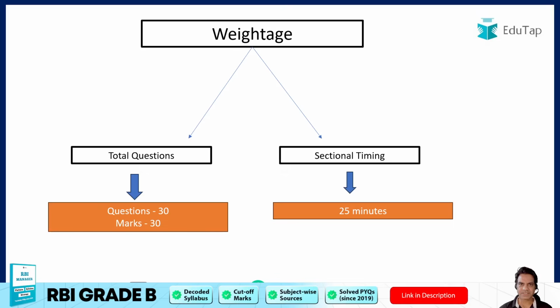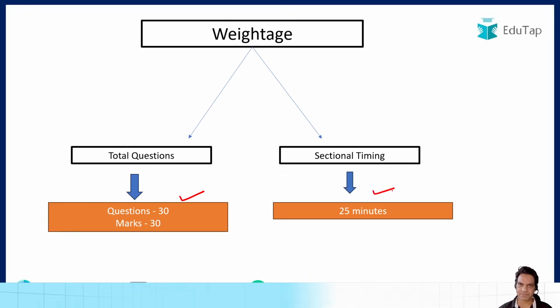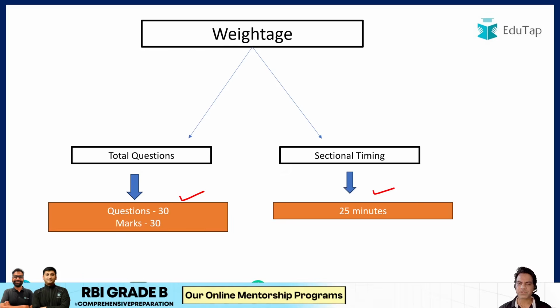First of all, you need to understand what is the weightage of the English section in this exam. Now guys, in phase 1, you will be asked 30 questions worth 30 marks and the sectional timing for English language is 25 minutes. So you'll have to target as many questions as possible in 25 minutes itself.